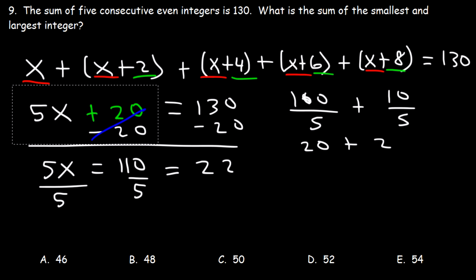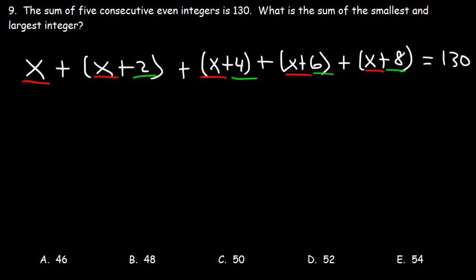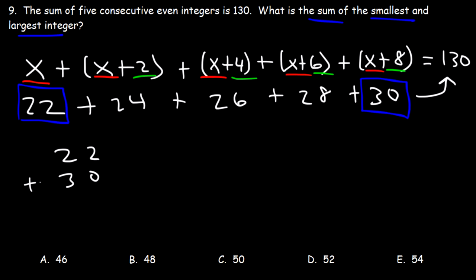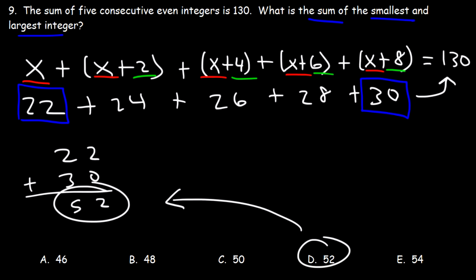Now that we have the value of x, we have the value of all integers. So if x is 22, the next one has to be 24, and then 26, 28, and 30. So you can go ahead and plug in these 5 numbers. If you add them up, you should get 130. Now the question is asking for the sum of the smallest and the largest integer. The smallest integer is 22, the largest is 30. So 22 plus 30, that's equal to 52. So D is the right answer.